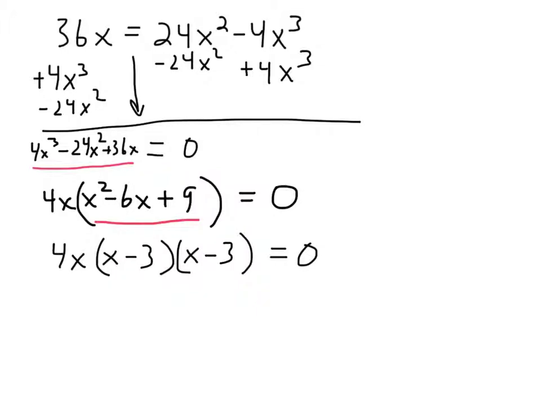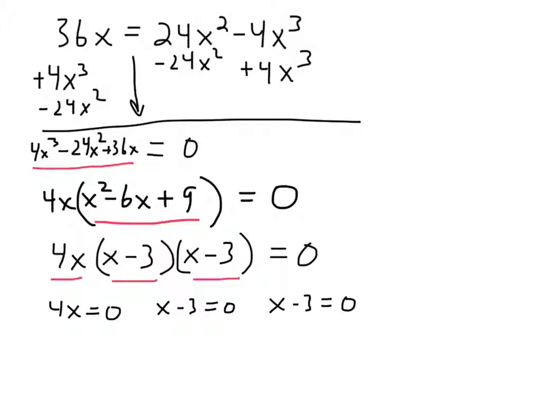So now we have to set each one equal to 0. Now the difference with a cubic equation is you actually have three different things here that you have to set equal to 0. So you're going to do the 4x equals 0, and then x minus 3 equals 0, and then another x minus 3 equals 0. Those last two are the same in this case, but that generally wouldn't happen.